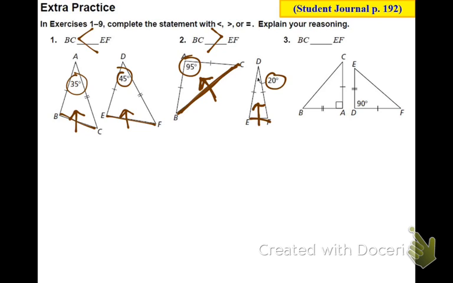Number 3, we're comparing BC and EF again. What is BC across from? A right angle, which is 90. So 90 and 90 are the same angle, so it's going to be an equal sign.